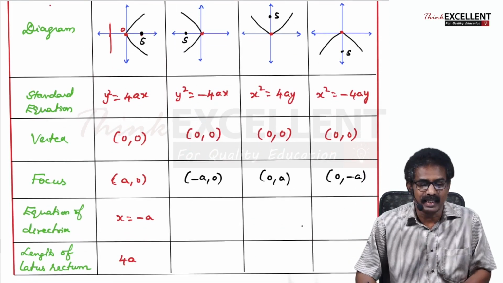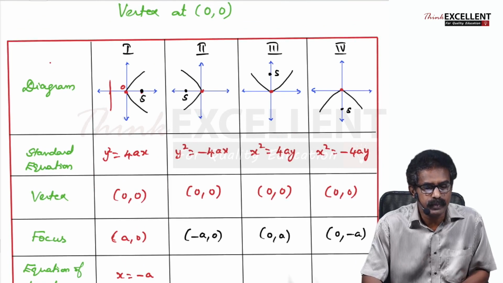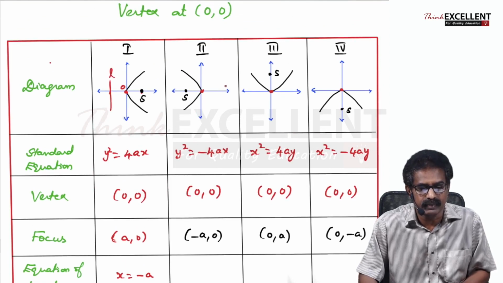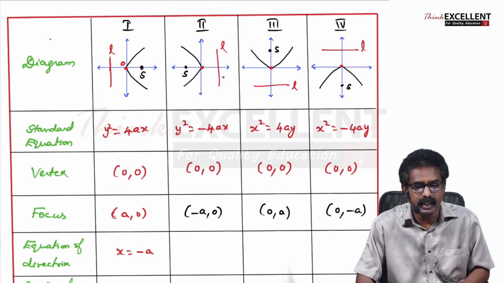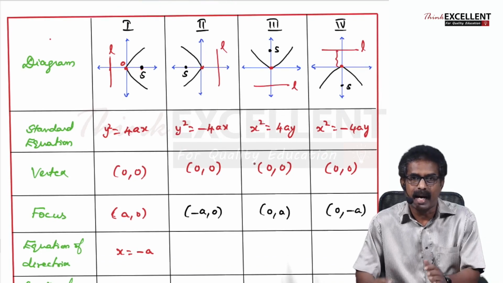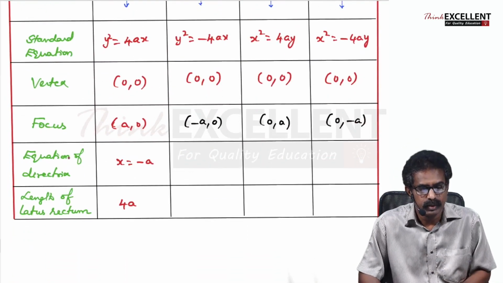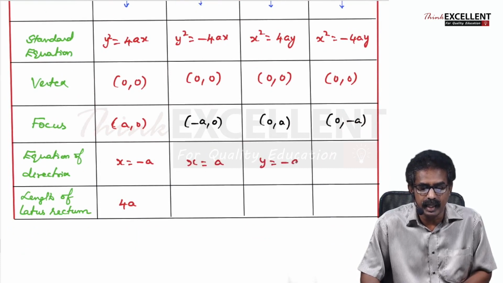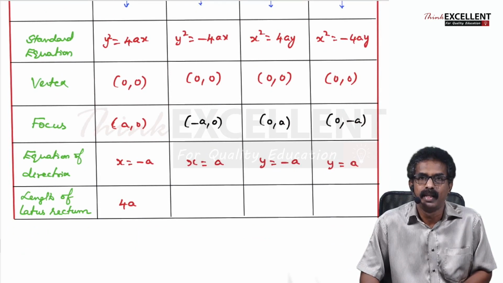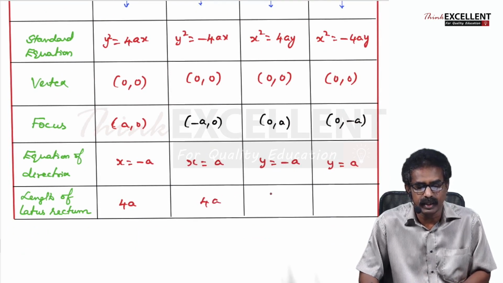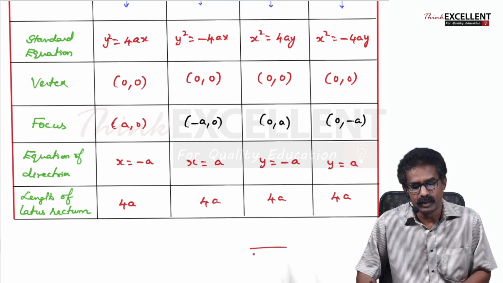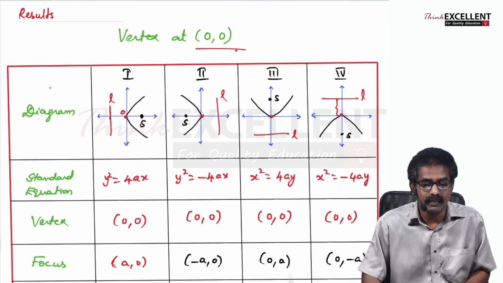Now, the equation of the directrix. For the first one, the directrix is here, for the second type the directrix is here, for the third type here, and for the fourth one here. The distance is a in each case. It is parallel to the y-axis for the first two and parallel to the x-axis for the last two. So for the first, x equal to minus a; for the second, x equal to a; for the third, y equal to minus a; and for the last, y equal to a. The length of the latus rectum for all four types is 4a only.